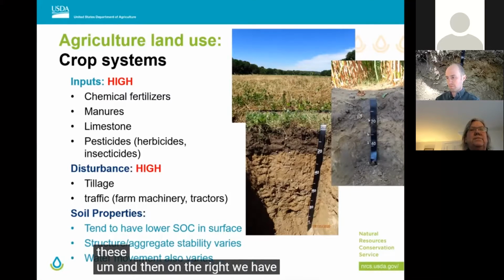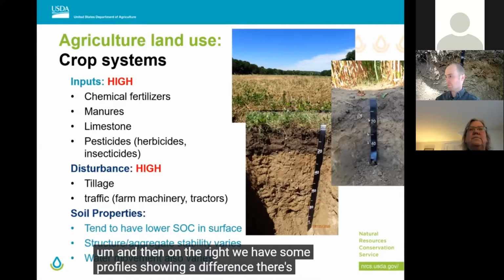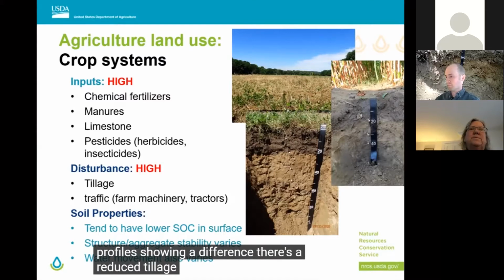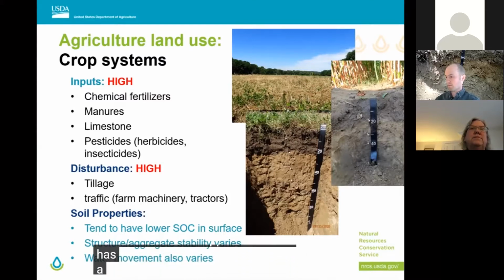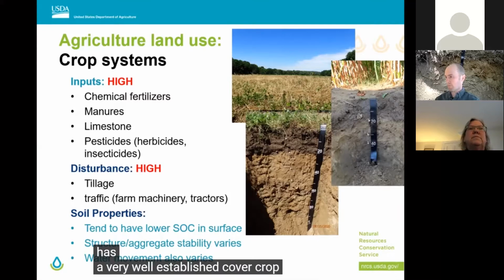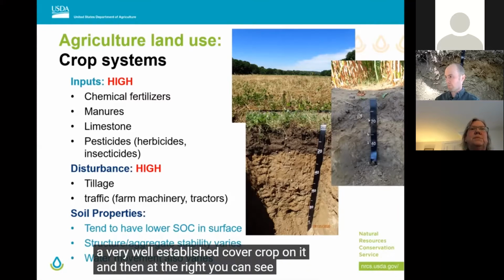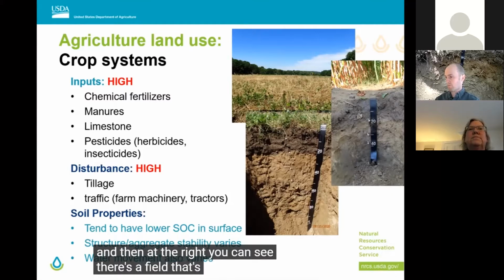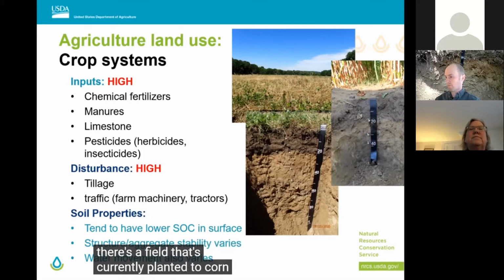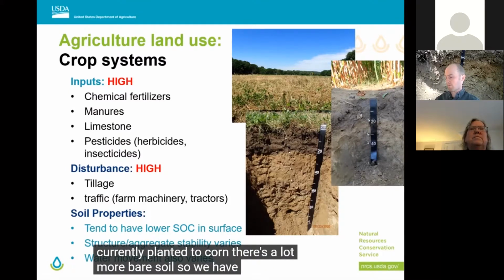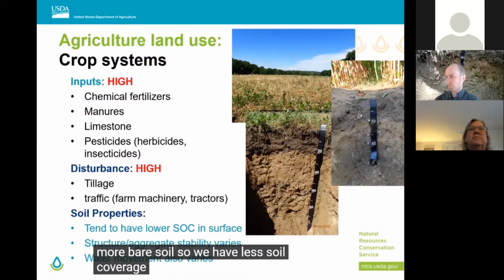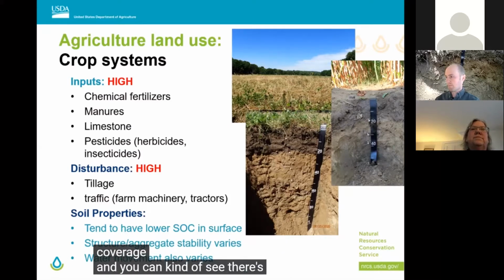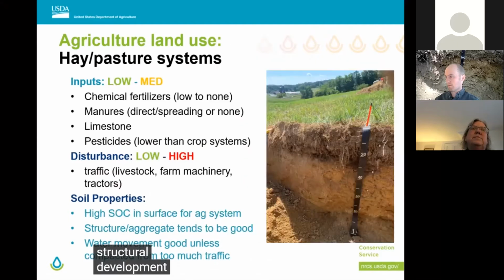And then on the right, we have some profiles showing a difference. There's a reduced tillage field that's fallow, that was a cropped field, but it has a very well established cover crop on it. And then at the right, you can see there's a field that's currently planted to corn. There's a lot more bare soil, so we have less soil coverage. And you can see there's less structural development.